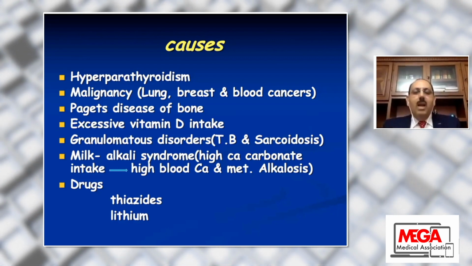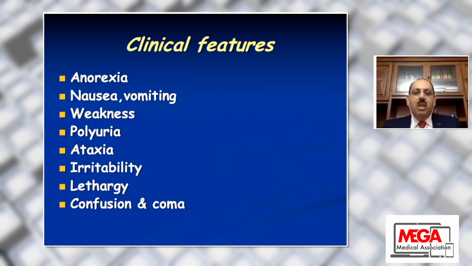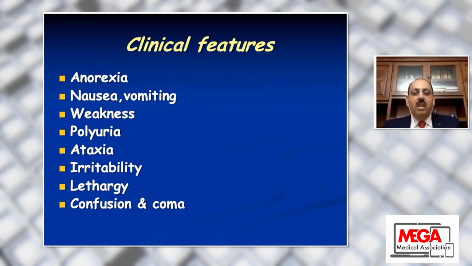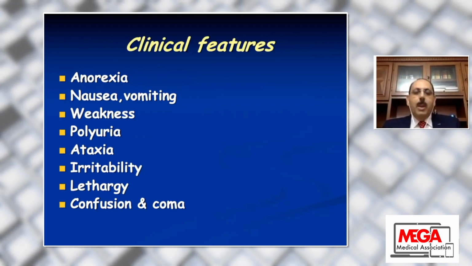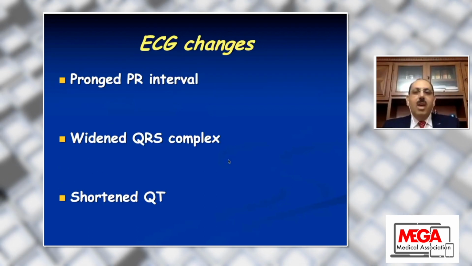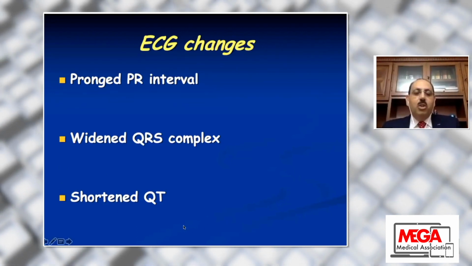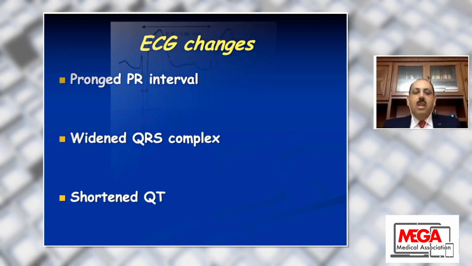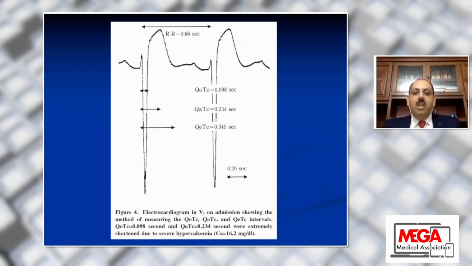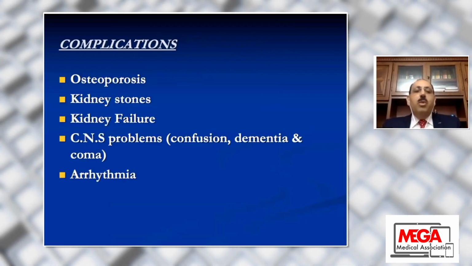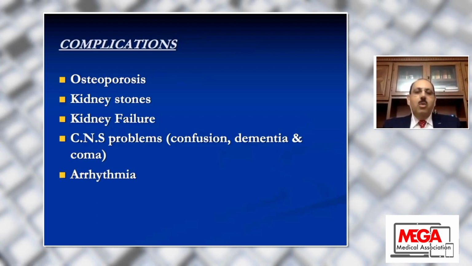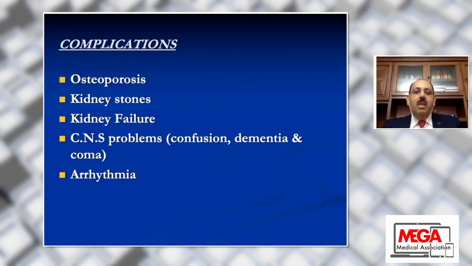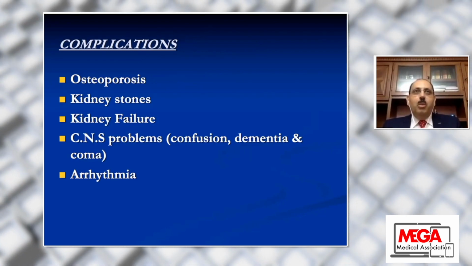The clinical features start with anorexia, nausea, vomiting, weakness, then polyuria, ataxia, irritability, lethargy, confusion, and coma. The ECG changes here will be a short QT interval, also prolonged PR interval, and wide QRS complex, as seen in this ECG. The complication is osteoporosis or bone rarefaction and liability to fracture because of increased calcium in the blood with decreased deposition of calcium in the bone.